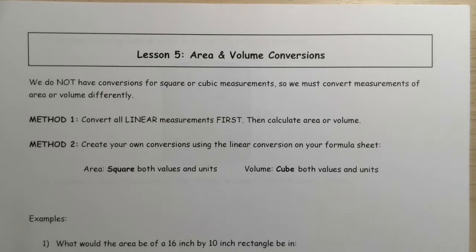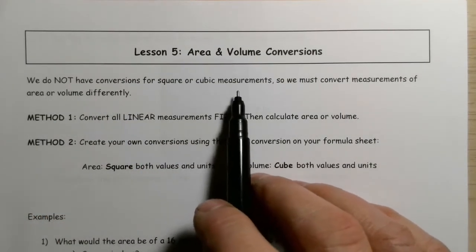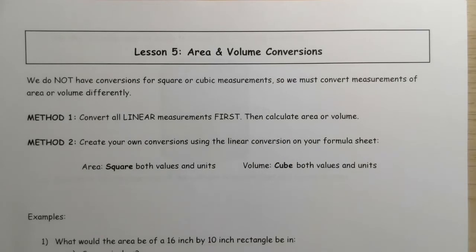Okay, so measurements, we're going to convert between units, but this time instead of it being just linear units, they're going to be area units and volume units that we're doing the conversions between. Okay, so just take a look here. We do not have conversions for square and cubic measurements. On your formula sheet, those aren't going to appear. We want you to know how to deal with that.